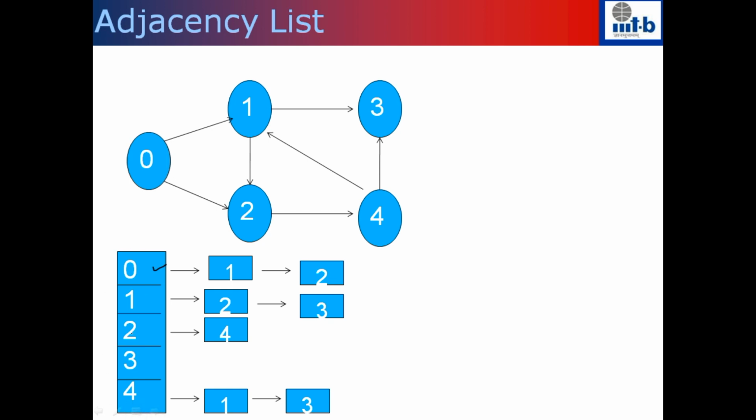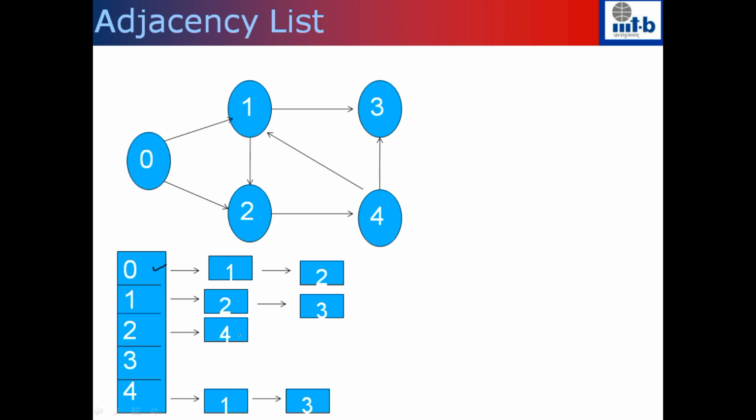If you go to the ith location in this array, it will give you the set of all edges of the type i comma j. If i comma j is an edge in the graph, then v of i will contain j as one of the elements in the list. So for every edge, there will be one node in the linked list that I am going to create.